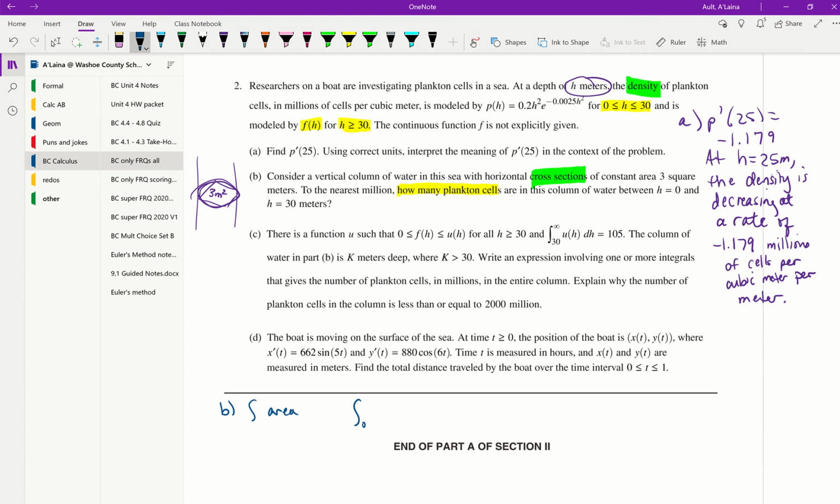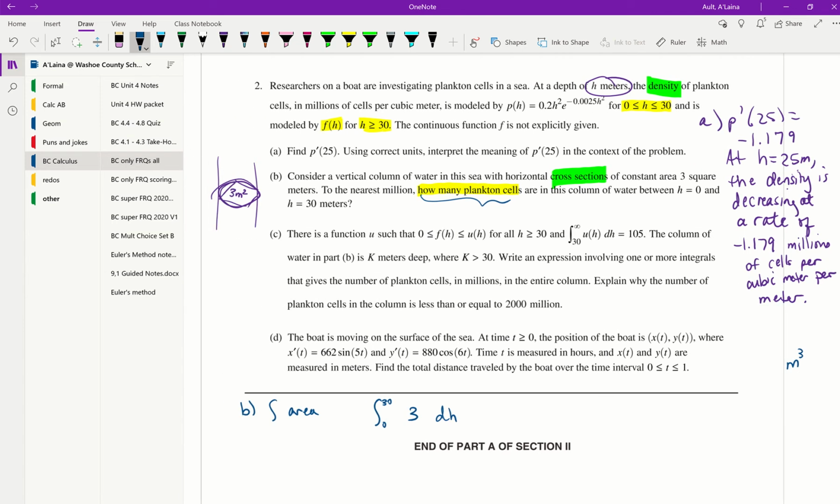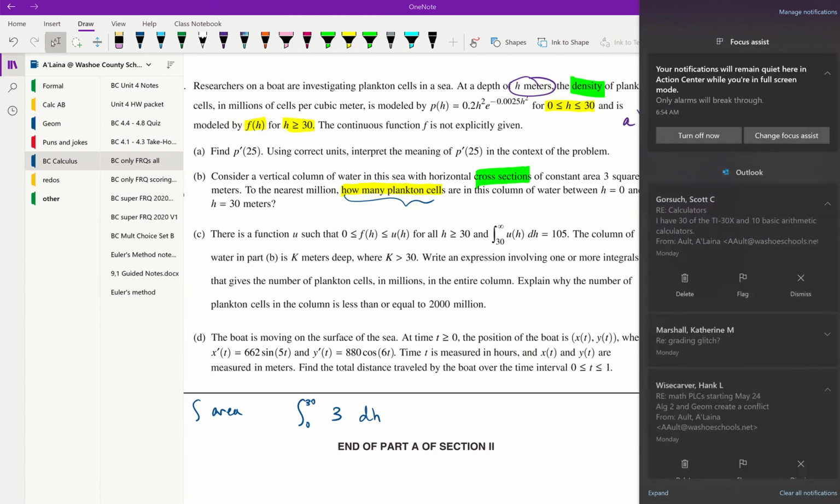Students knew that's how you would do that, and they did this. If they had said, what is the volume of the water, that would have been the correct way to do this. But that's not what they asked for. They asked for how many plankton cells are in this water. Plankton cells can be found by multiplying the density times the cubic meters. Let me show you why. The volume would be meters cubed, and then the density is millions of cells.